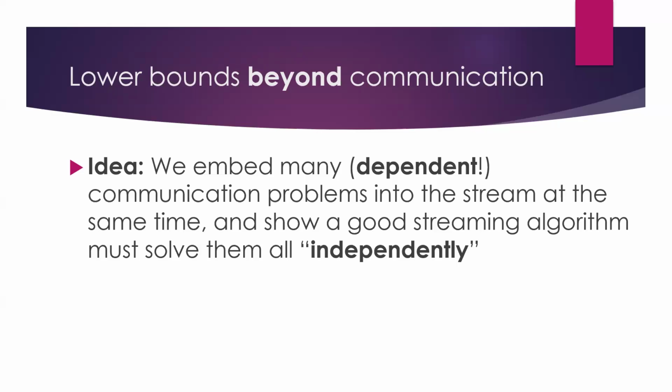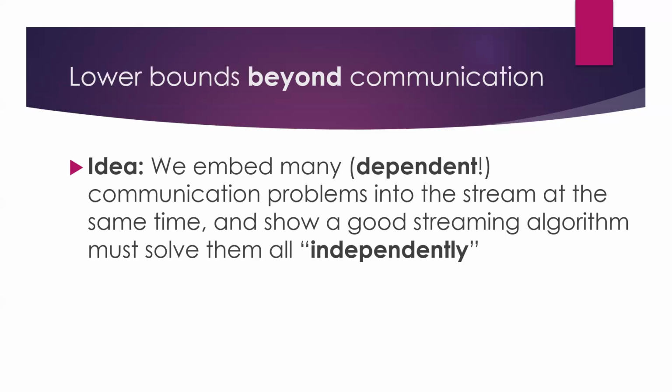So we would want to have a type of a direct sum theorem, but in a very weird manner. So what do I mean by that? What we would want to do is to still start with some communication problems, and we would have a collection of not one communication problem, but many communication problems. And somehow we would embed all of them in our stream. And we would want to show that if the streaming algorithm succeeds, then it solved each of those communication problems and it needed to work as hard as if it solved each of them independently.